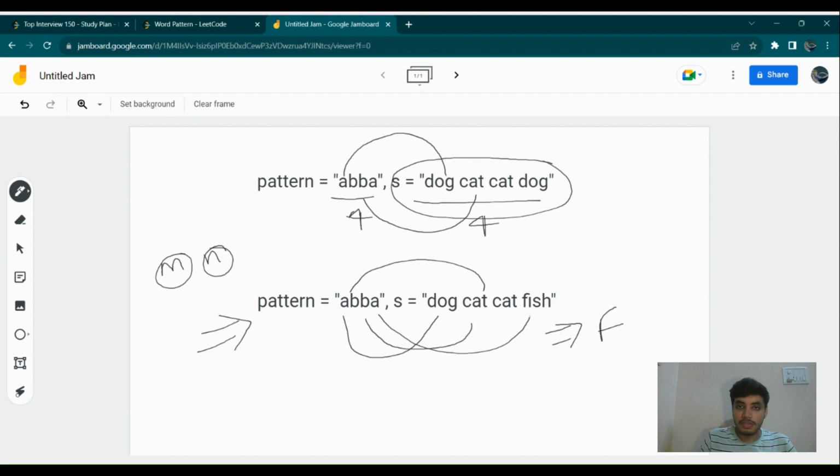So this is the algorithm which we are going to follow. Now let's understand how we can code this algorithm.